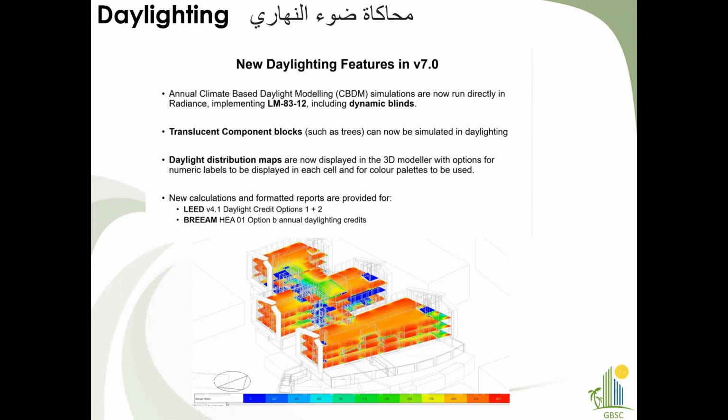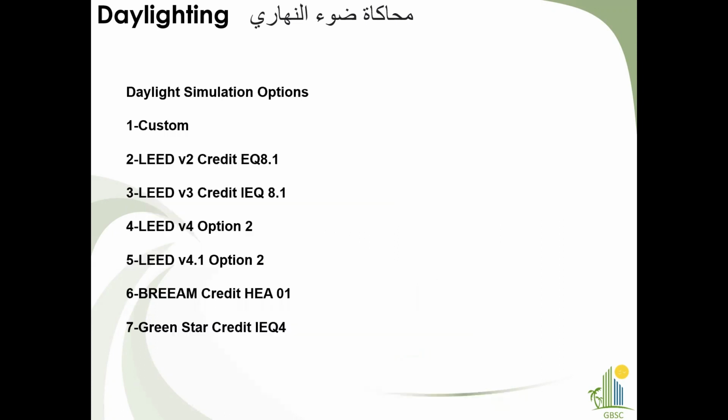For LEED, we have all the options, option 1 and 2. So point in time daylight analysis and annual metrics, both we can do within DesignBuilder. These are all the simulation outputs which we can perform from LEED version 2 to LEED version 4.1, which is the latest LEED version right now. Then we have BREEAM as well, we have Green Star, and we can even perform WELL credits within DesignBuilder.